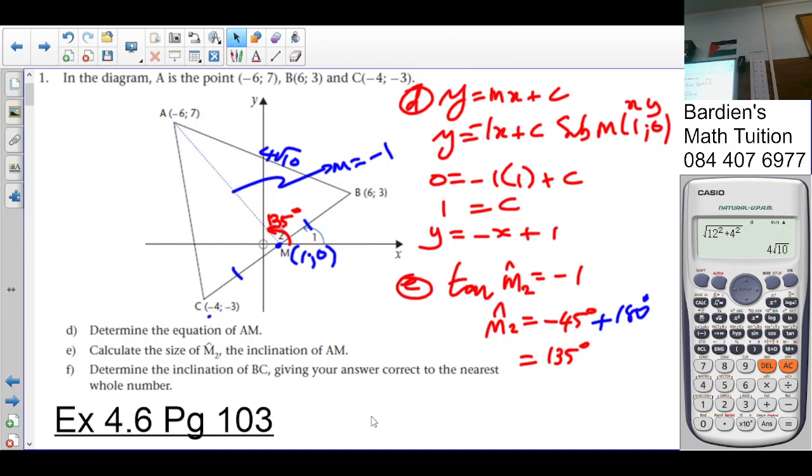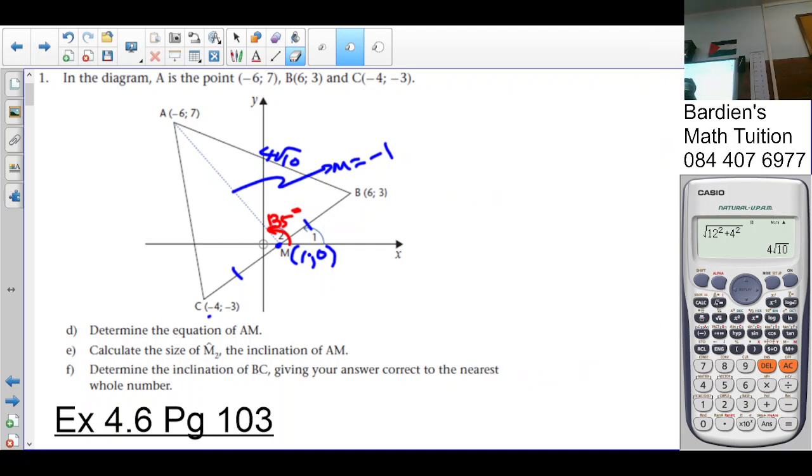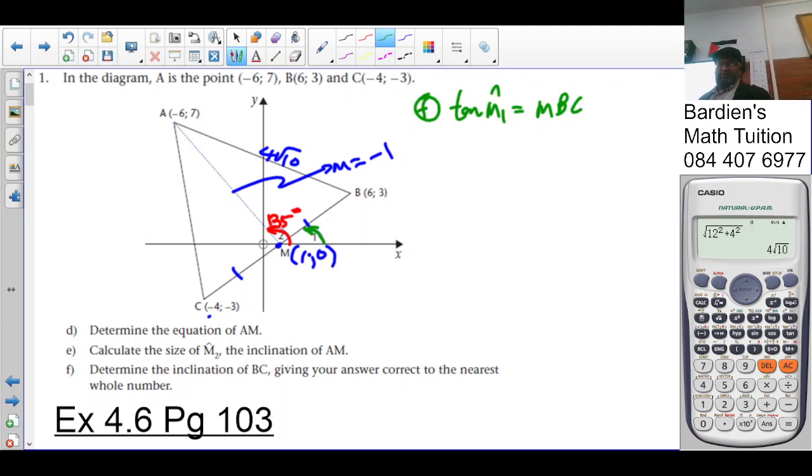Then it says determine the inclination of BC. Give your answer correct to the nearest whole number. BC. When we look at BC, which is actually M1, you all agree with that? So we say that tan of theta, or tan of M1, is equal to the gradient of BC. Do we have the gradient of BC? No. So we must work out the gradient of BC.